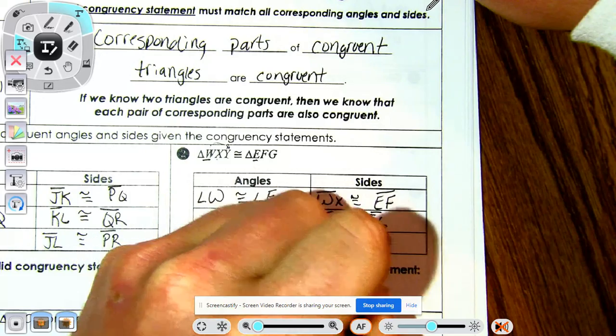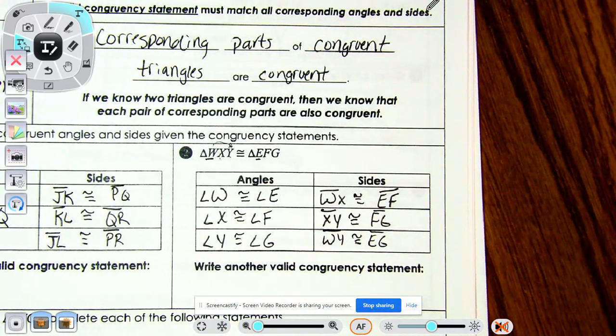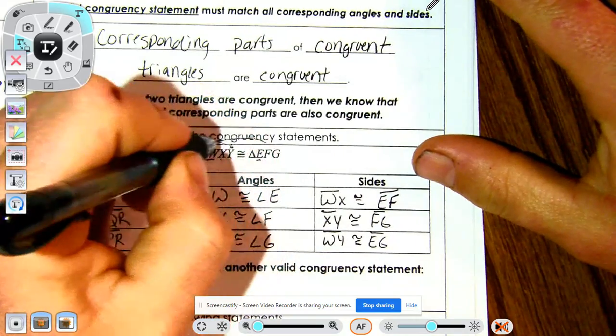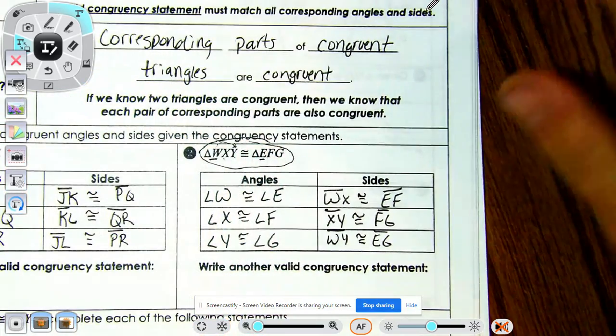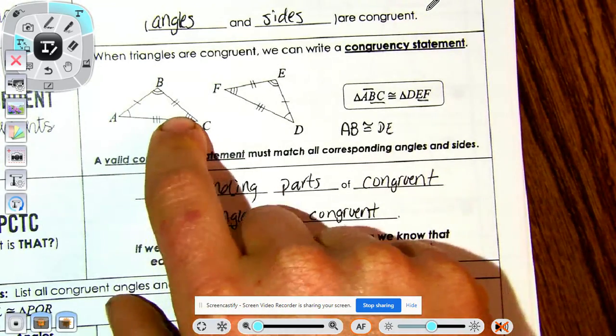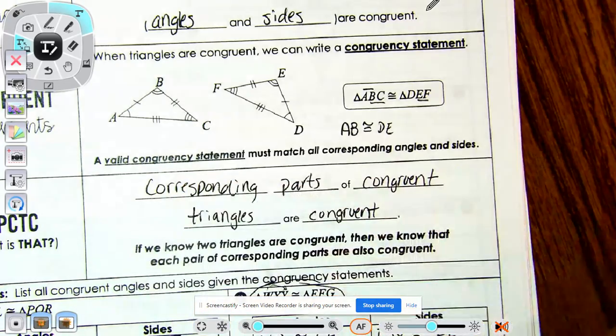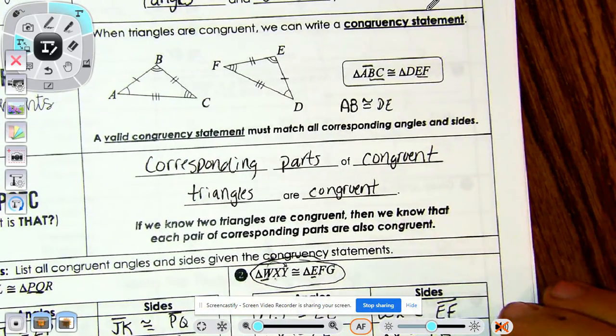So hopefully so far so good. But like I said, really just working right here off this congruency statement. The only other way you could get this information would be if they gave you a diagram. You can work off the diagram, find your corresponding angles and sides. So let's look at number 3.